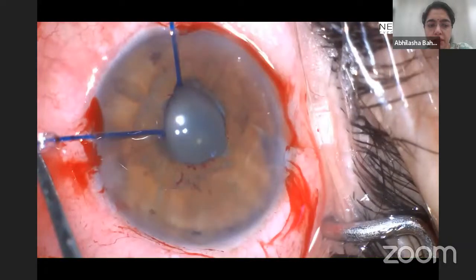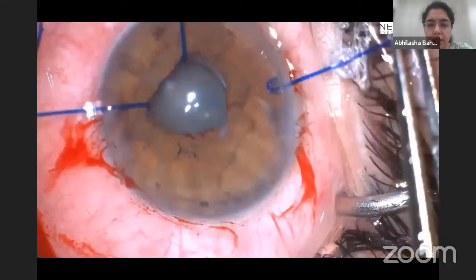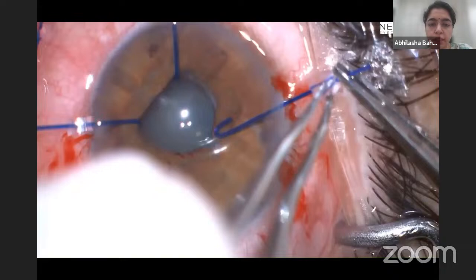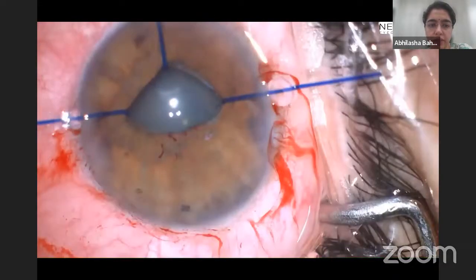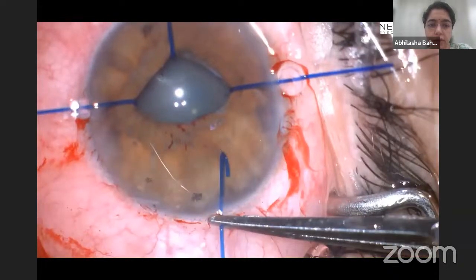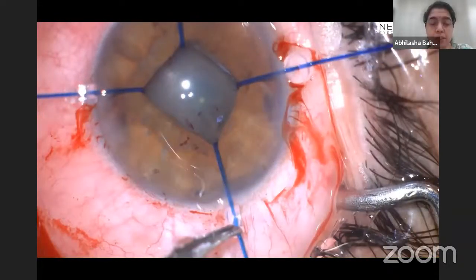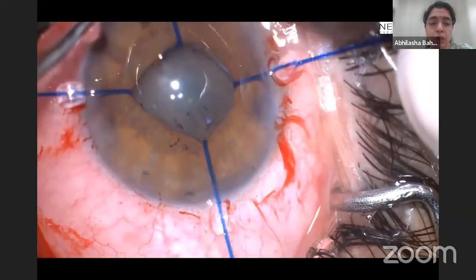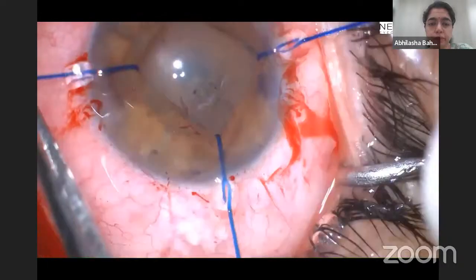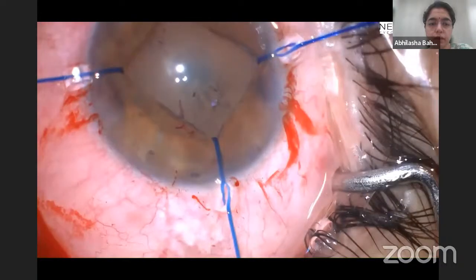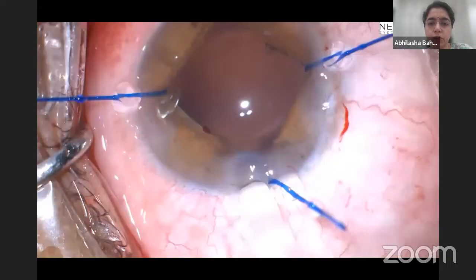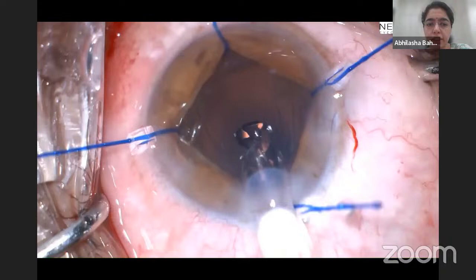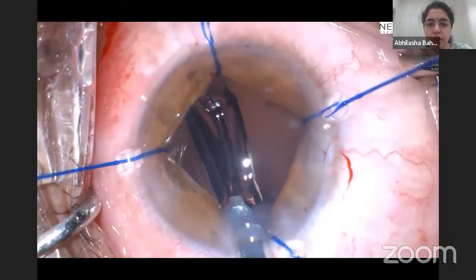Placement of iris hooks is very straightforward, but it should be done in a sequential manner. Do not tighten all of a sudden. That causes large sphincter tears. So what I'm using is a diamond configuration. The advantage of using a diamond configuration is that your instruments do not touch the tented iris.